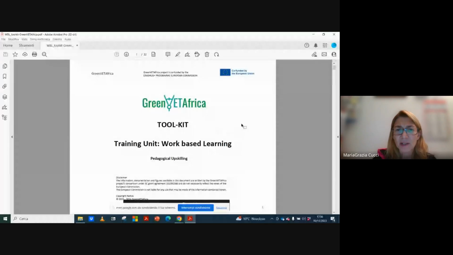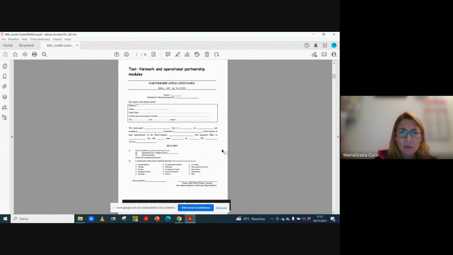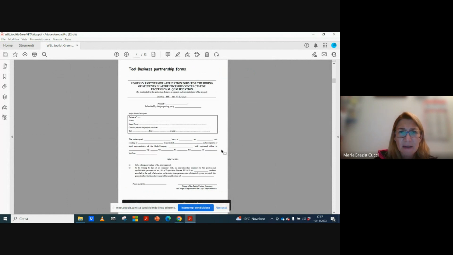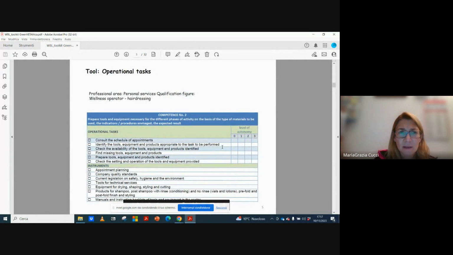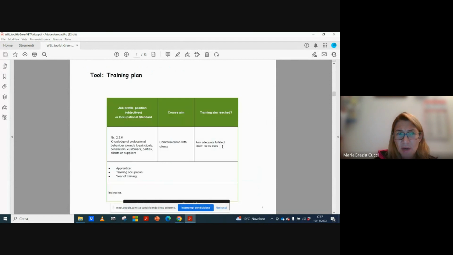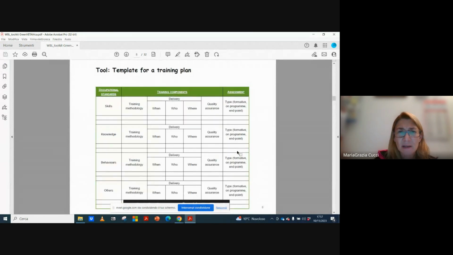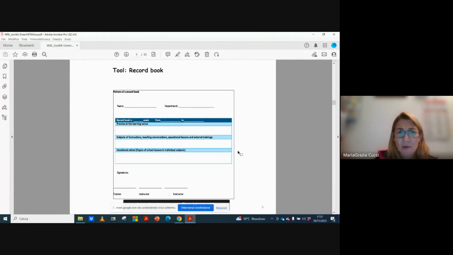Well, the name of the document is Toolkit Work-Based Learning. In this toolkit, you find everything. You find the arrangements, the training plan, the template, record book.